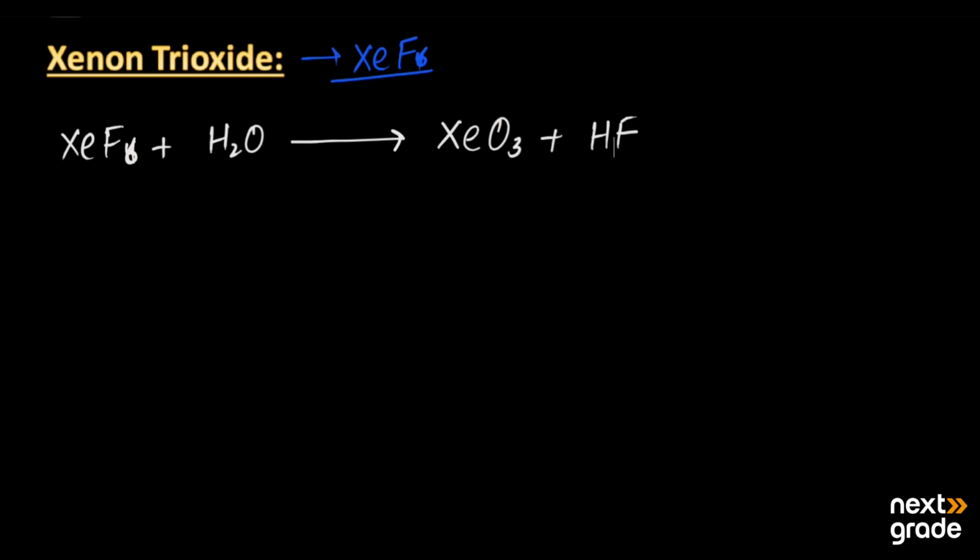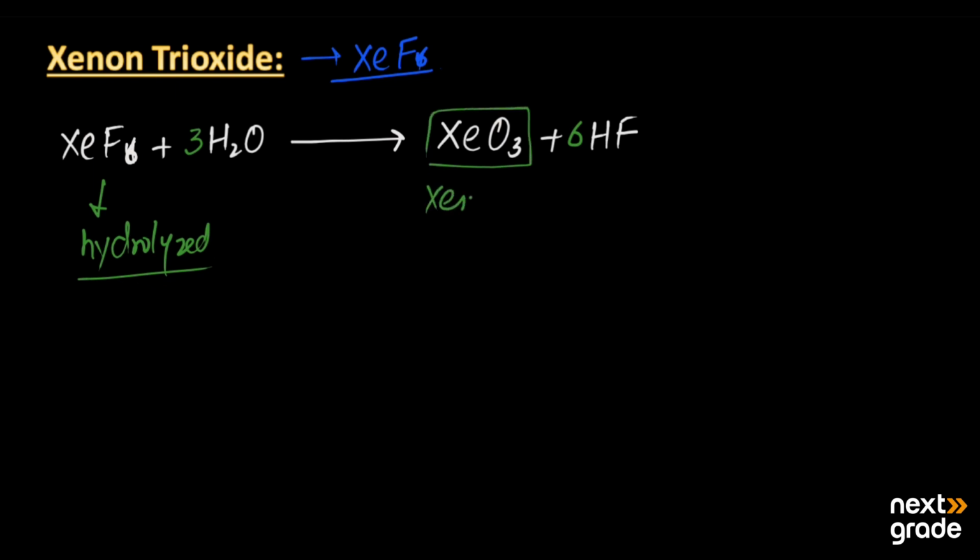Now on balancing this equation, three water molecules react with one xenon hexafluoride, and it produces the compound xenon trioxide and six molecules of hydrofluoric acid. This is the process in which xenon hexafluoride is hydrolyzed slowly with the help of water and it produces the main product, xenon trioxide.